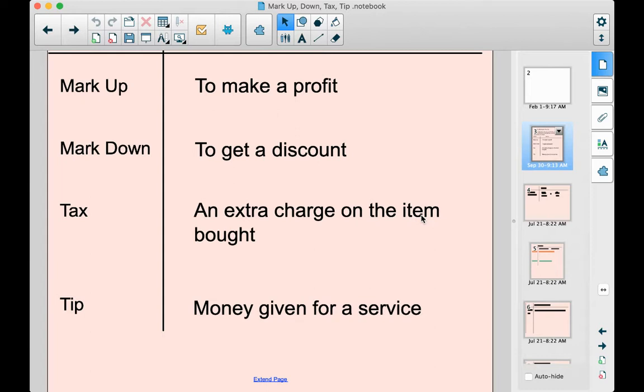Okay, tip. Tip is money given for a service. Again, you've heard about that before, I'm sure. If you give a tip to a waiter or waitress or somebody who delivers your food, it's often considered a percent of how much the bill was, right? So a percent tip is a pretty common thing. Okay, so tax, tip, and markup are all percent increases. They're added onto the amount. The markdown is a percent decrease because that's the only one where the number is getting smaller.